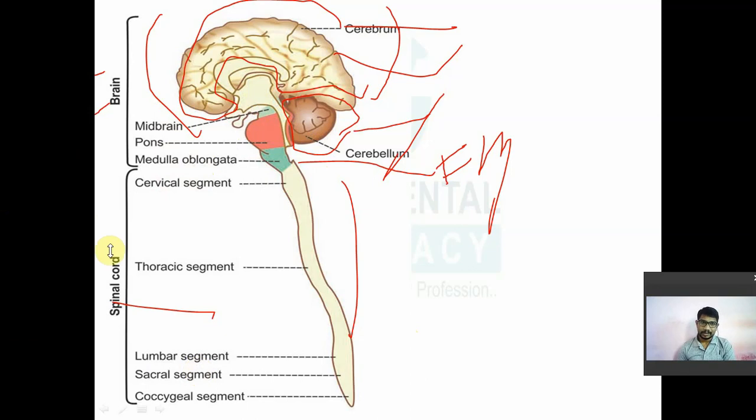The spinal cord extends from the foramen magnum to the coccyx. Depending upon that, the regions are divided. This is the cervical region, this is the thoracic region, then the lumbar region. Here you will have thoracic nerves, here you will have splenic nerve, and these are the sacral nerves, lumbar and sacral. So this is just an overview of your nervous system, a structural overview.